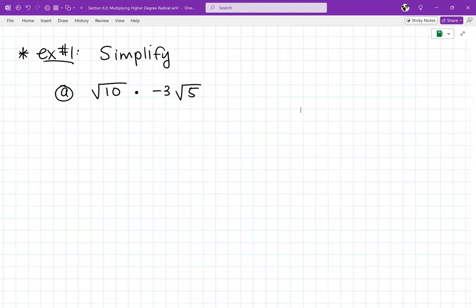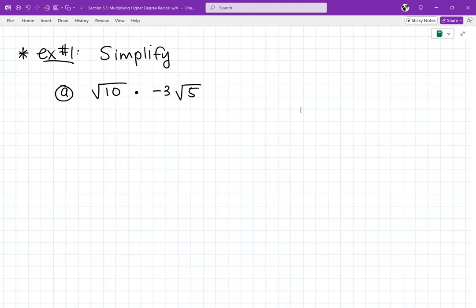So for this first example, and there's only one example, it's A through F. I don't know why I call it example 1. I just call them 1, 2, 3, 4, 5. But it's example 1, A, B, C, D, E, F. There's a bunch of these, but they're not too difficult. So we're going to simplify part A.